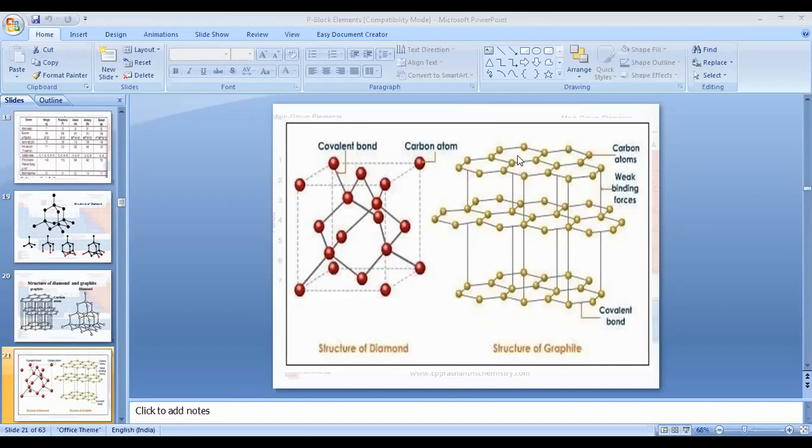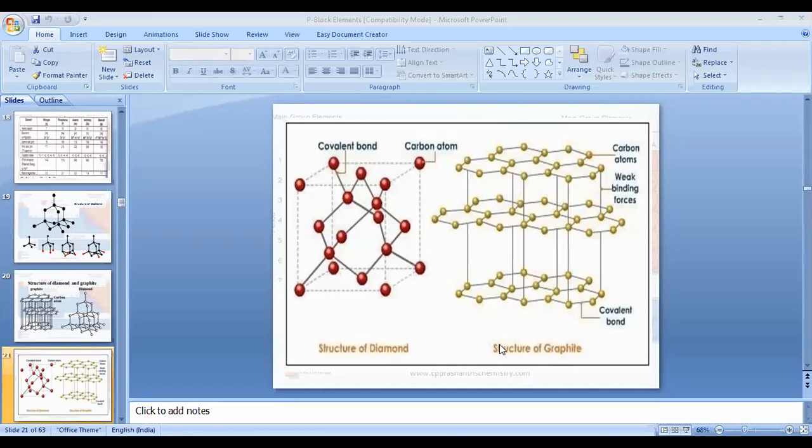Each carbon atom is left with one electron, which is responsible to carry heat and electricity. In addition to this, the distance between the two layers of graphite crystals is about 3.40 angstrom units, that is, 340 picometers, which indicates that this graphite structure is very soft, indicating very weak interactions between the two layers.